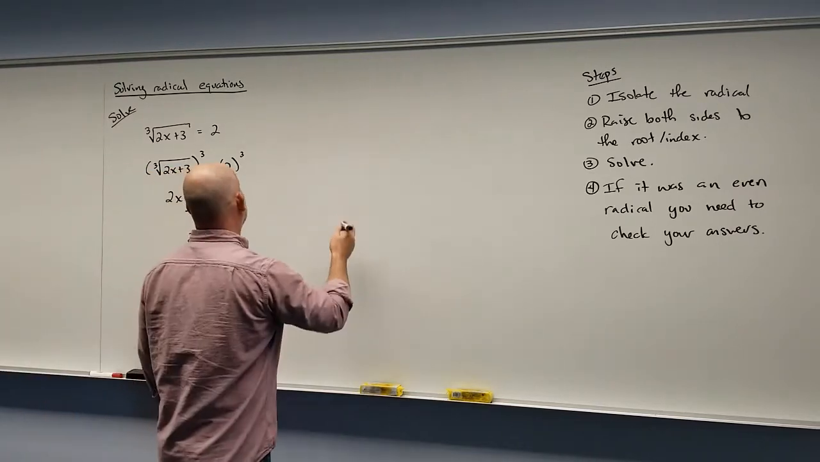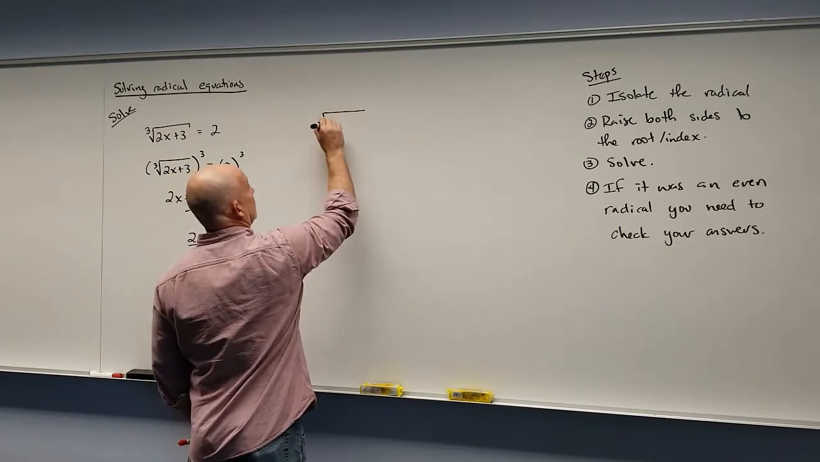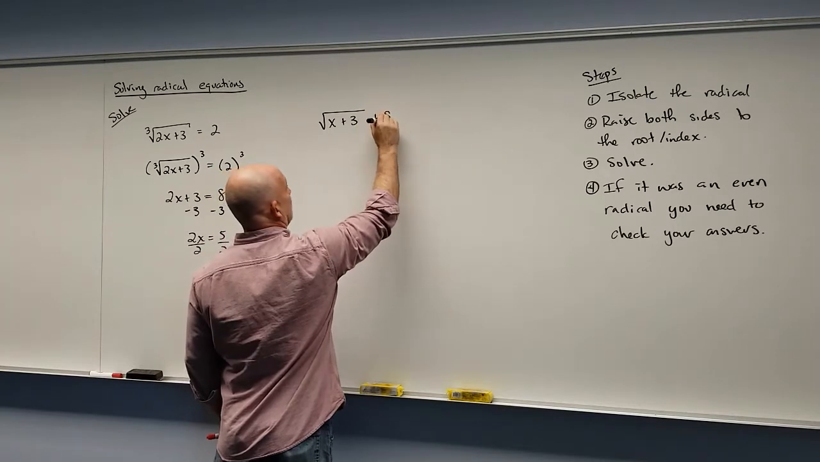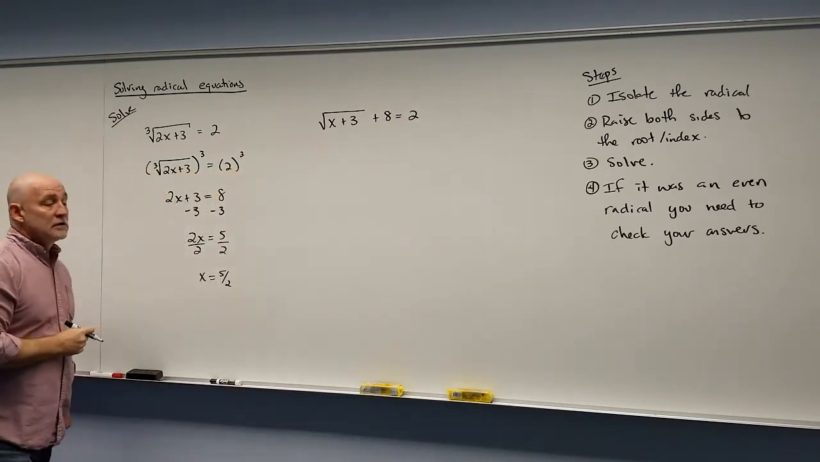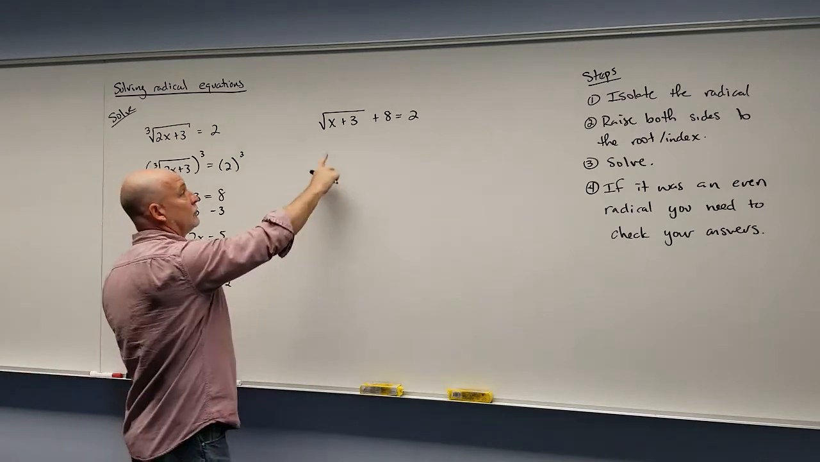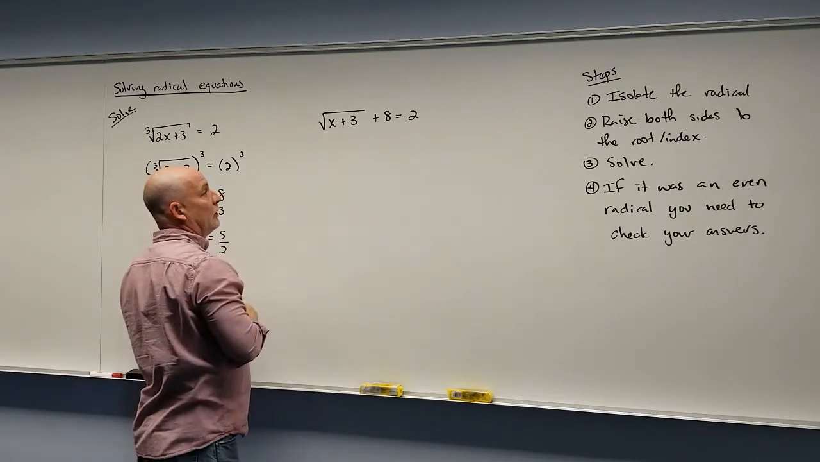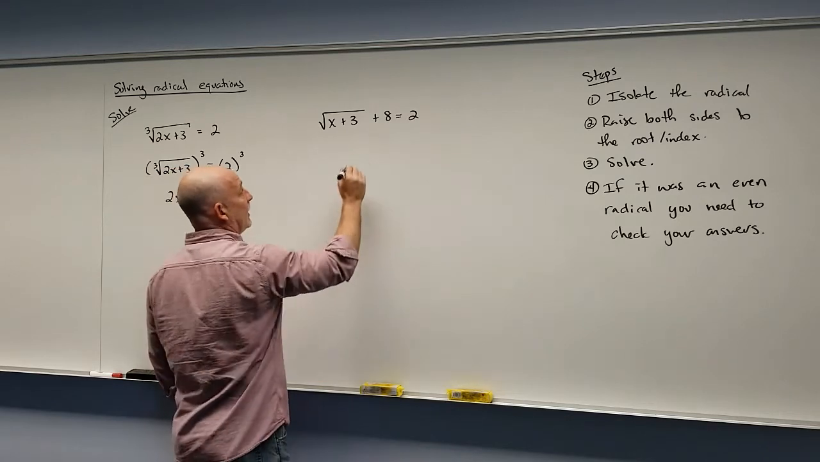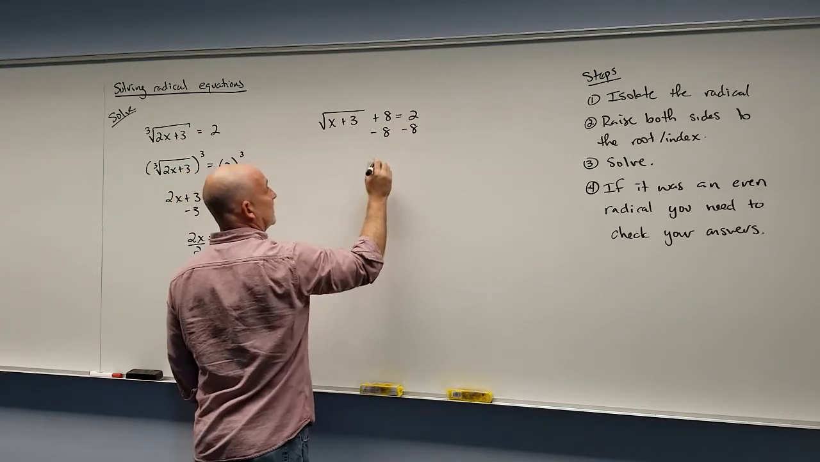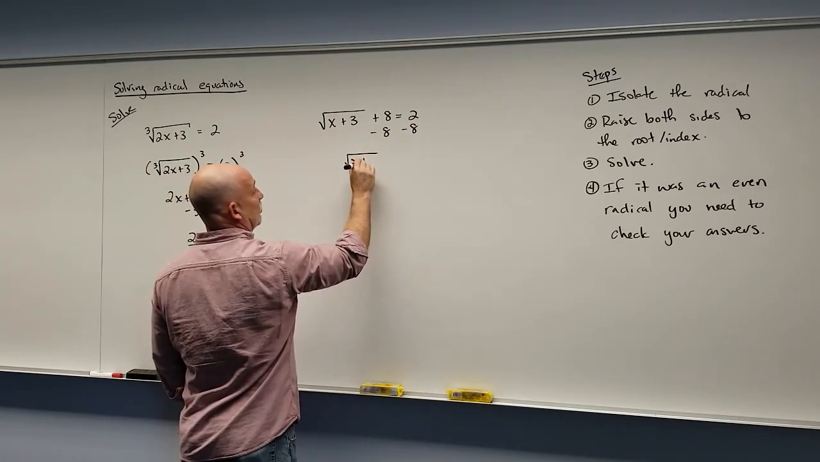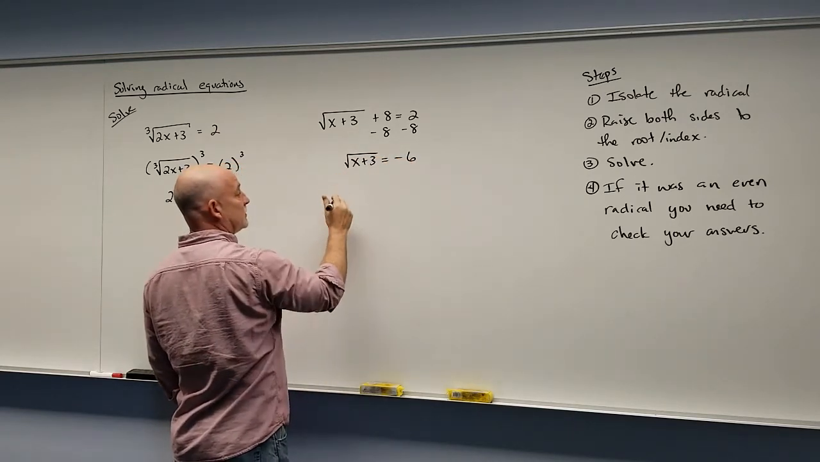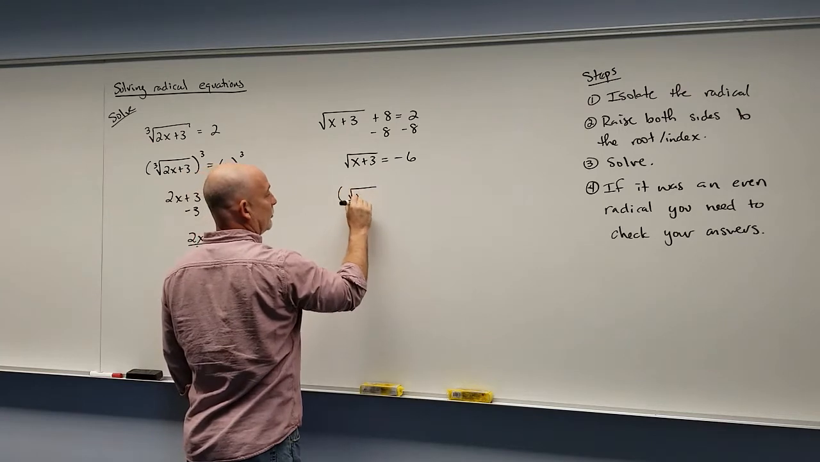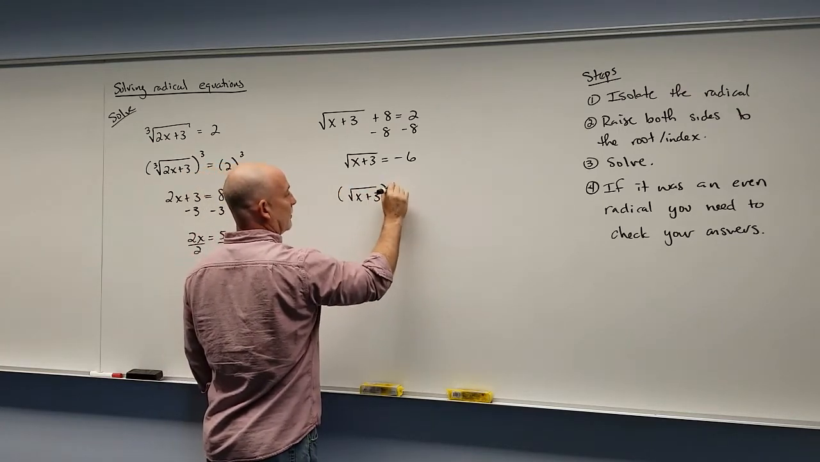Let's take a look at another one. Say I had the square root of x plus 3, plus 8, is equal to 2. Again, this is a one radical problem. As you see, we only have one radical here. So our steps are going to be isolate that radical. Let's get it on the side all by itself. The square root of x plus 3 is equal to negative 6. Now, since this is the square root, to get rid of the square root, we are going to square both sides.